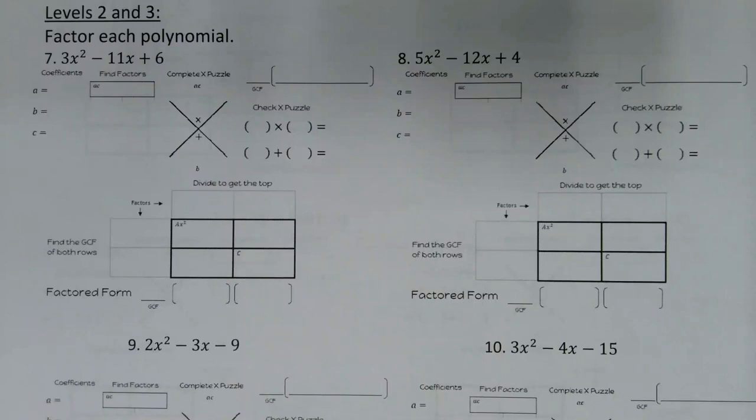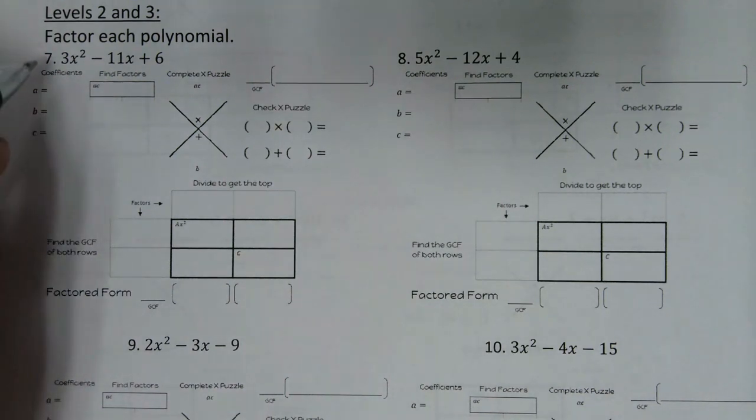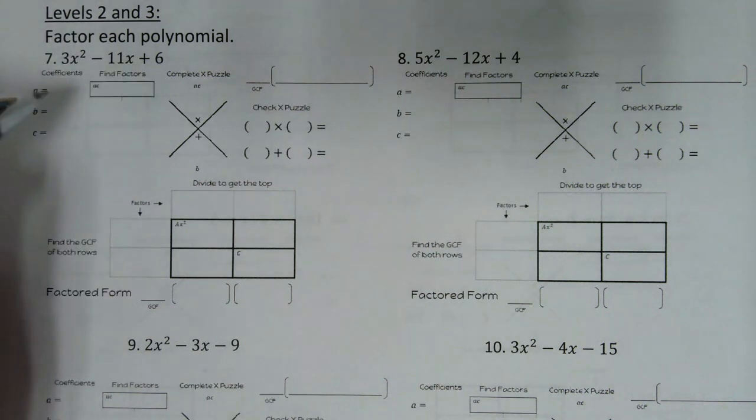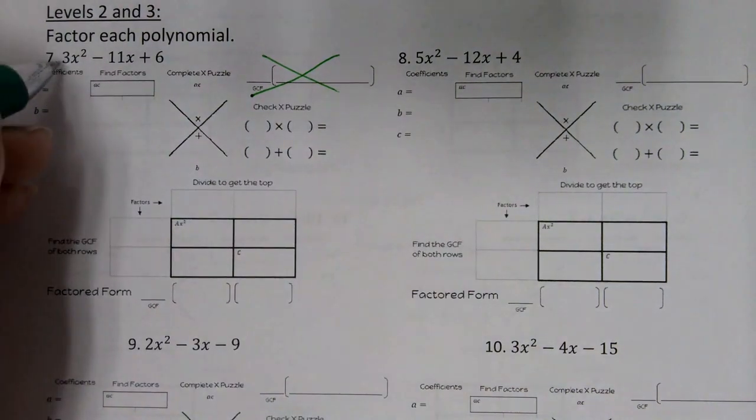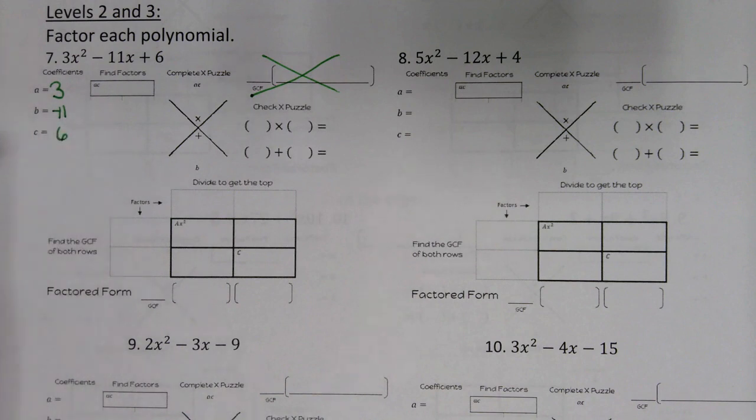Now in levels 2 and 3, we're going to introduce some negatives being added to our problems. The steps will remain the same though. Check to see if I can take something out of all the pieces, which in this case I cannot. Then label your A, your B, and your C.